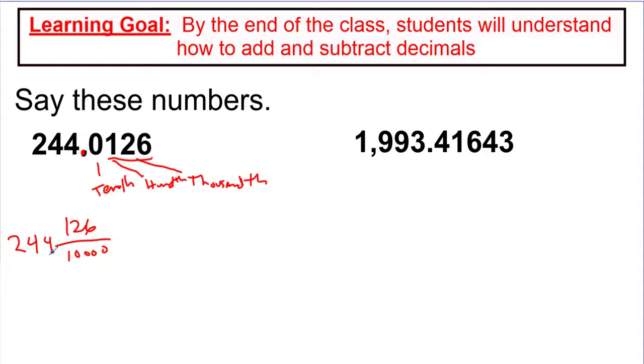Okay, so let's do the second one. The second one is 1,993 and then I'm going to say this number, 41,643.